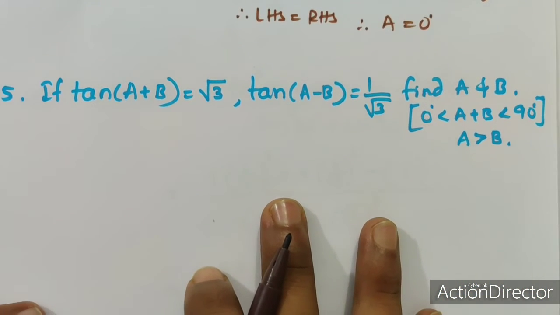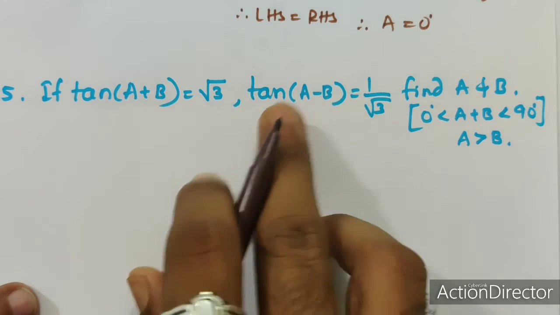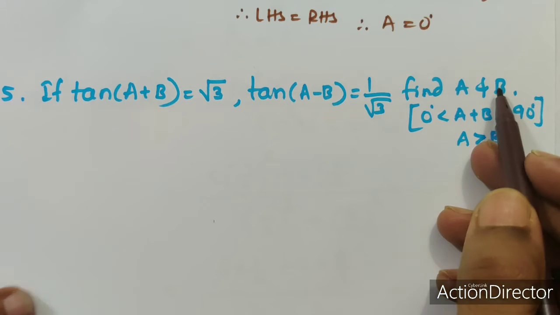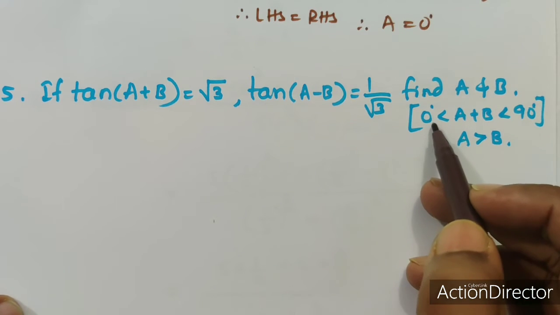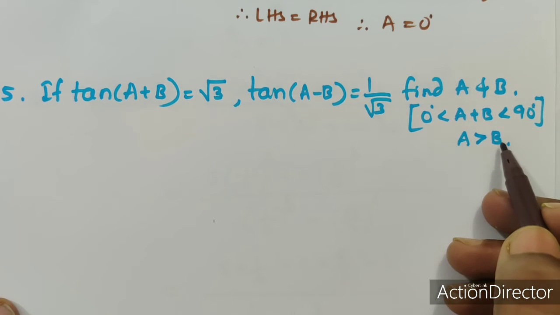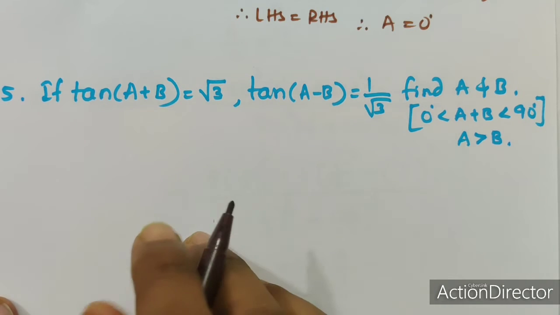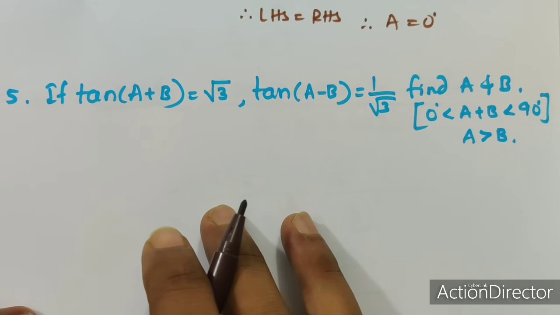If tan(A + B) is root 3 and tan(A - B) is 1 by root 3, find A and B, both angles. One condition they have given: A and B together, the value will be between 0 and 90, and the A value is bigger than B. So at last, when we get the answer, we can cross check that.